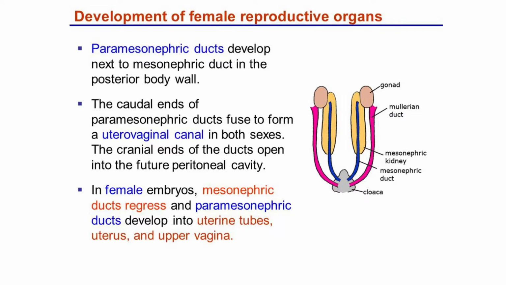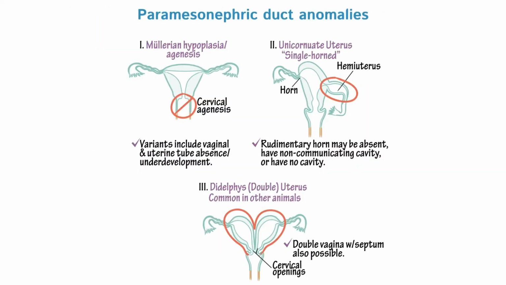So what do these paramesonephric ducts develop? They help to develop the uterus, the uterine tubes or the fallopian tubes, and the upper 1/3 or 2/3 of the vagina. The caudal ends of the paramesonephric ducts fuse to form a uterovaginal canal, and this uterovaginal canal eventually leads to the formation of the vagina and the uterus and the uterine tubes. Remember, it's only the superior part of the vagina which it leads to.